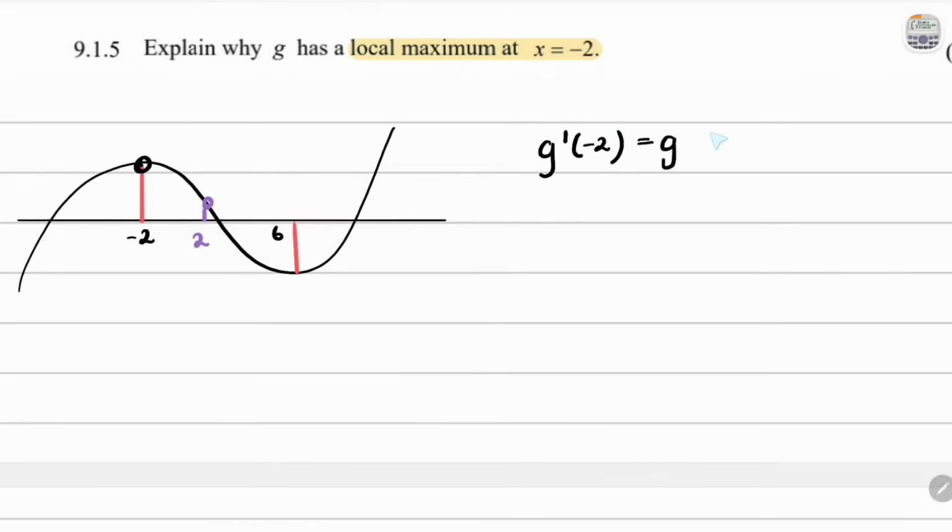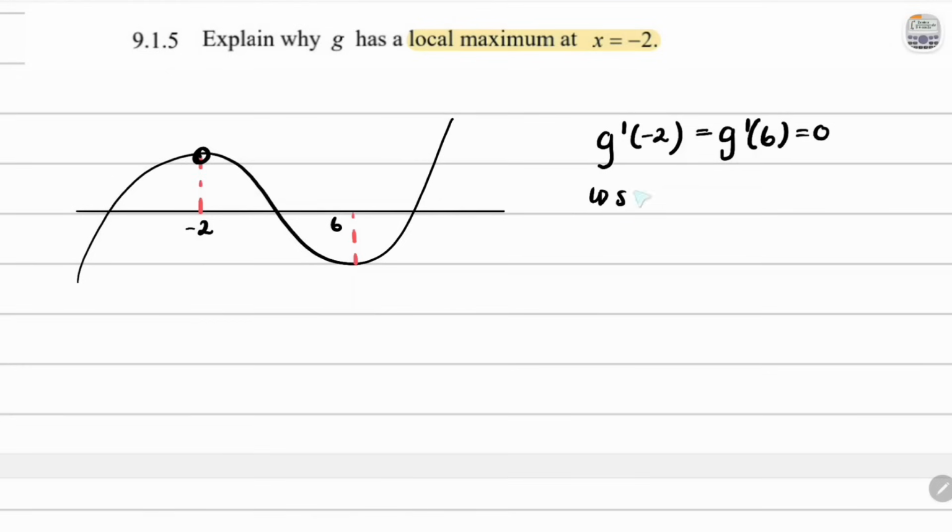But then again, g prime of 6 is also equal to 0. So what this is actually saying, though they're just numbers that we're using, what we're actually communicating to them is that the gradient of this graph at x equals -2 and the gradient of this graph at x equals 6 are equal, and they're both equal to 0. So that is concluding that the turning points are at x equals -2 and x equals 6.